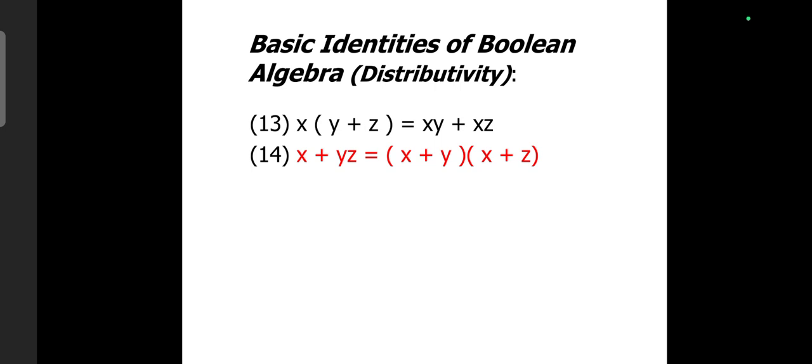The distributive property is one of the most powerful tools in Boolean algebra. The first form is x(y plus z) equal to xy plus xz. This resembles the distributive law used in conventional algebra. For example, a(b plus c) can be expanded as ab plus ac. The second distributive form is unique to Boolean algebra: x plus yz equal to (x plus y) into (x plus z). This identity allows us to factor expressions as well as expand them.